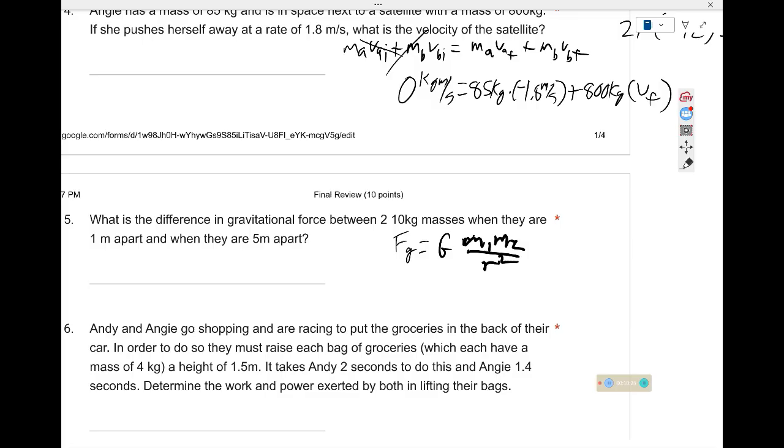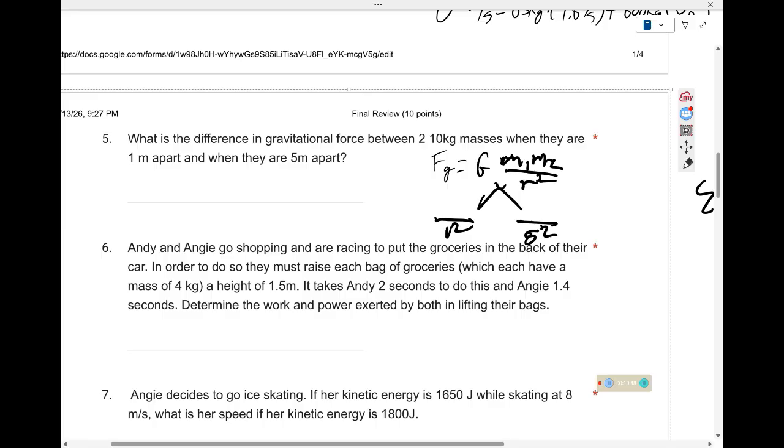So we're going to have two scenarios here, right? One where we're dividing everything by 1 squared, and one where we're dividing everything by 5 squared. Now that's the only thing that's changing, and yes, that is in fact a 5, even though it looks like an 8 or an S.